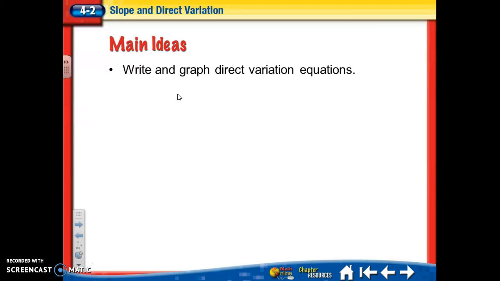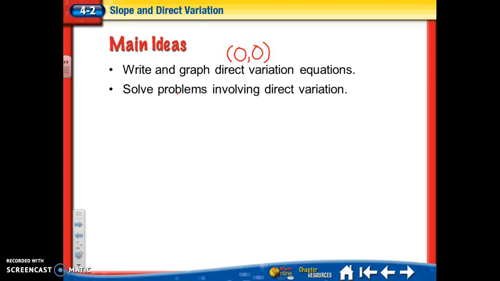And the main ideas on that are we're going to know how to write and graph direct variation equations, which means you're going to know what direct variation means. And in plain, simple terms, direct variation simply means that one of the 2 points has to go through 0, 0. You're going to have another point, but one of them has to go through 0, 0. So that is probably the most important thing about direct variation problems. So we'll solve some problems with those.